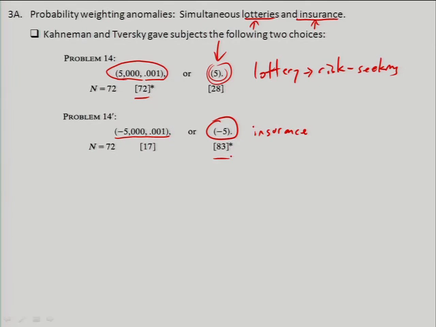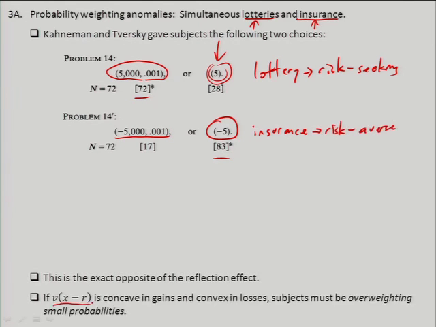Okay. So this is the exact opposite of the, sorry, I haven't quite finished. That's risk averse. That's the opposite of the reflection effect. If the value function, v of x minus r, is concave in gains and convex in losses, then subjects must be overweighting the probabilities of these things happening. Yes?